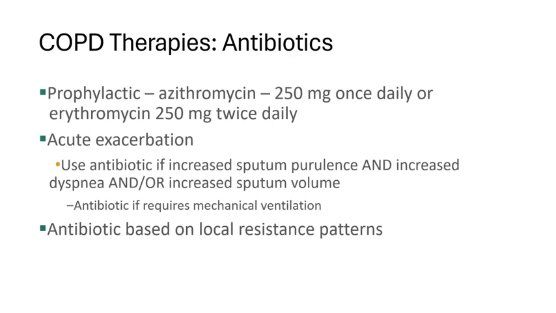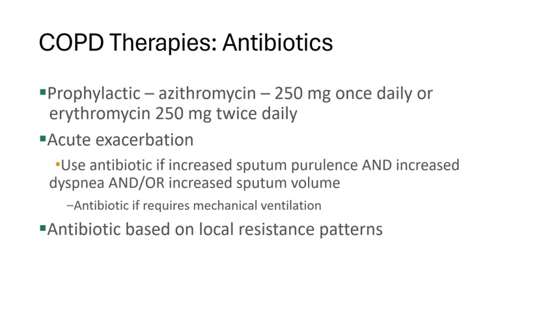During an acute exacerbation, antibiotic therapy may be helpful for some patients. The GOLD guidelines recommend the use of antibiotics only in the following situations: patients with increased sputum purulence and an increase in dyspnea and/or increased sputum volume, and patients who require mechanical ventilation support. A short course of 5 days or less is recommended.